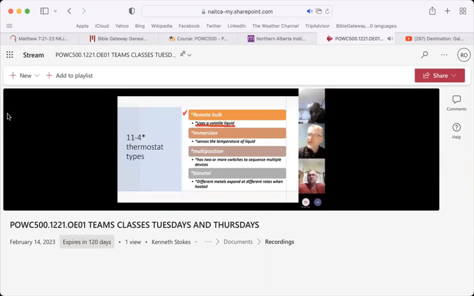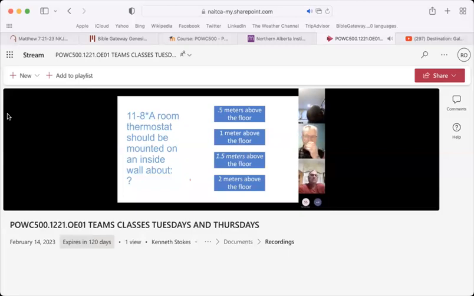Types of thermostats: remote bulb is one type, uses a volatile liquid. Immersion type senses the temperature of the liquid. Multi-position has two or more switches to sequence multiple devices. And the principle of a bimetal thermostat is that different metals expand at different rates when heated.